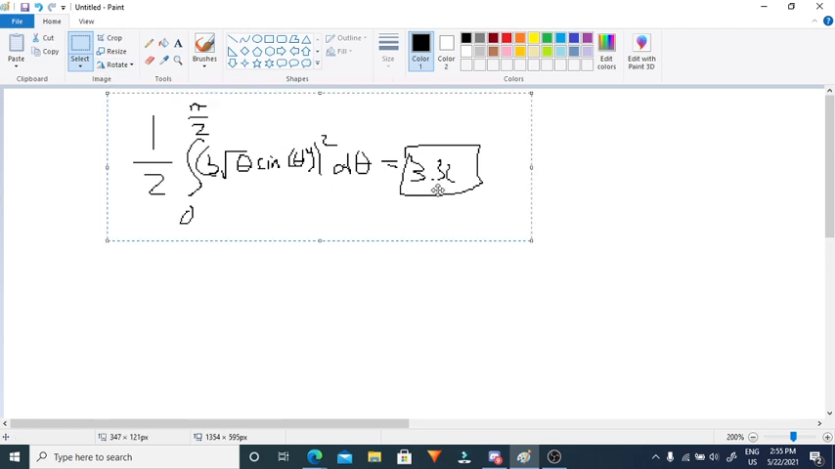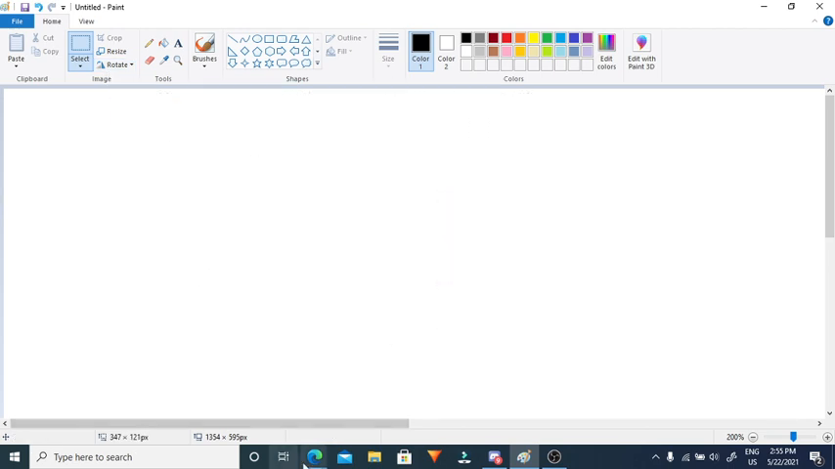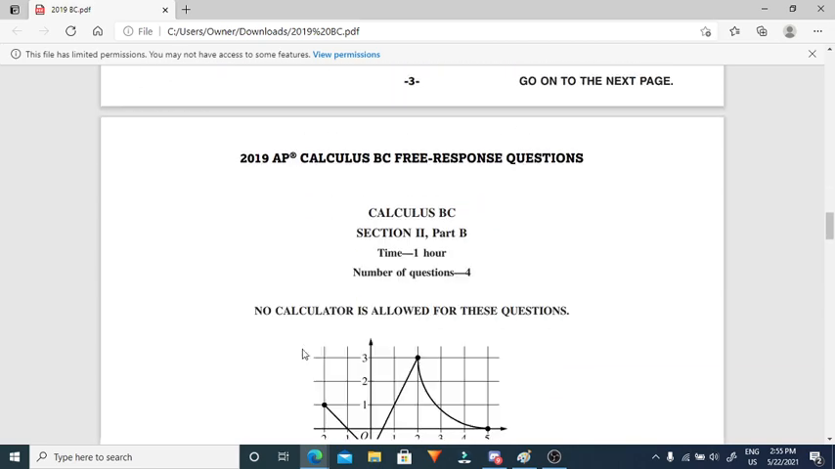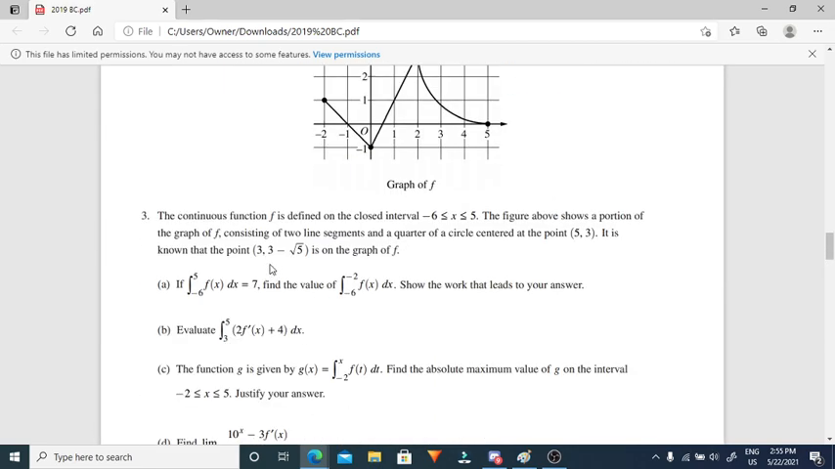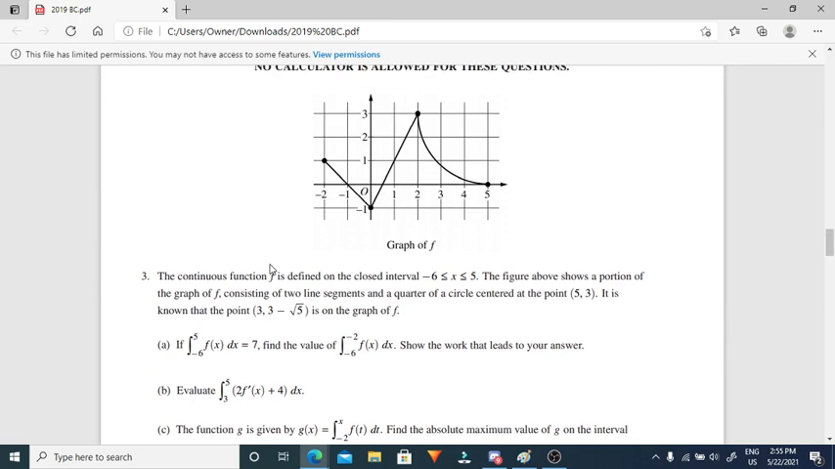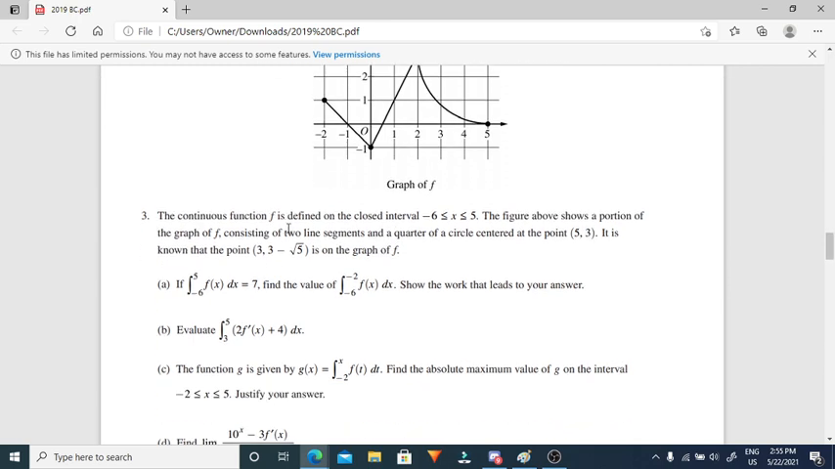All right, and that's question 2 done. So moving on to question 3, sorry. These are the no calculator questions, so we will no longer be using a calculator.